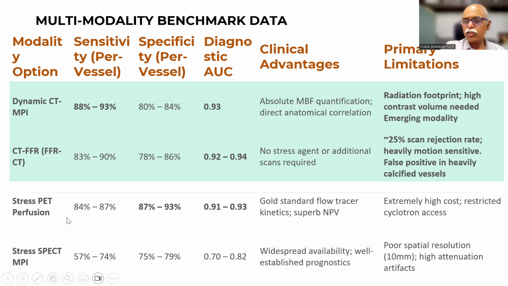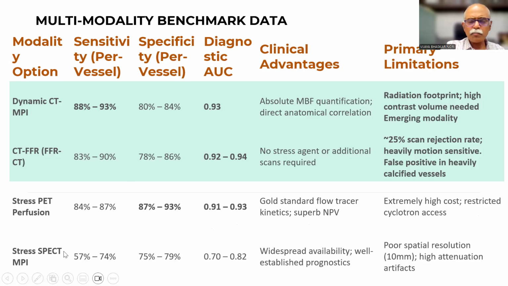Stress PET perfusion is not available everywhere. It is very rarely available, and quantification of myocardial blood flow with PET is not available as of today even in the highest centers. So availability is a problem. Extremely high cost. Restricted cyclotron access.